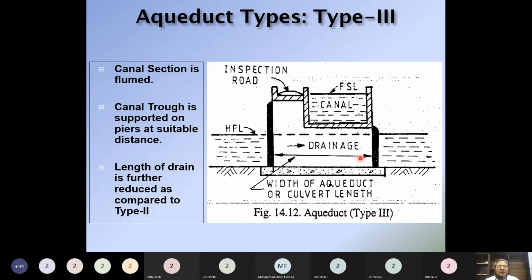Okay, so ये बड़ी कम हो गई है। तो this is called as type 3 aqueduct, जिसमें हम फ्लूमिंग भी करते हैं। ओके, और ये ट्रफ है टू कैरी कैनाल वाटर, and this is a slab, deck slab for the road, inspection road. So this one is the type 3 aqueduct. ठीक हो गया जी?